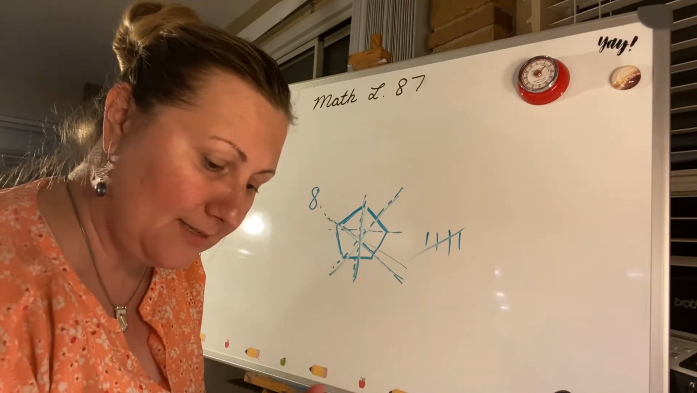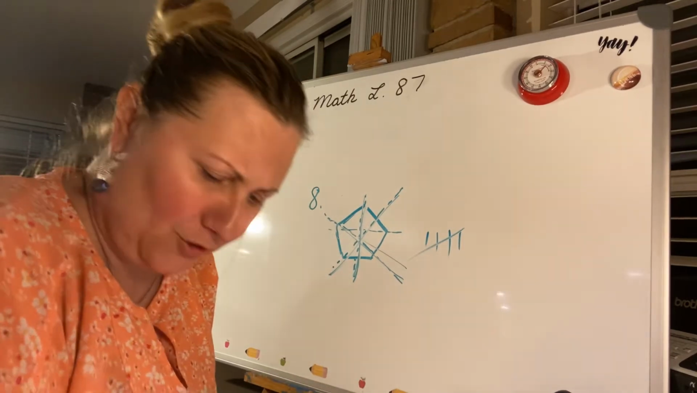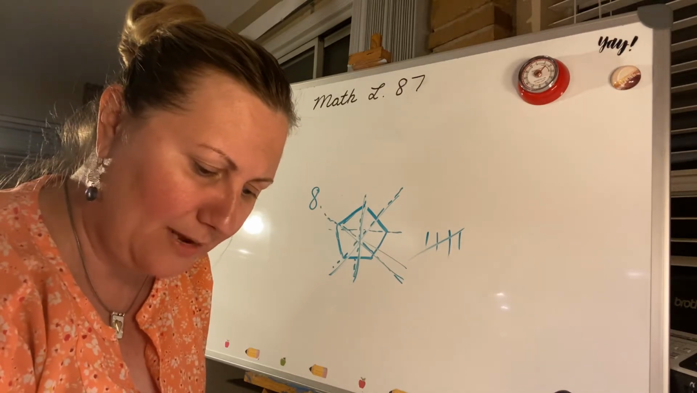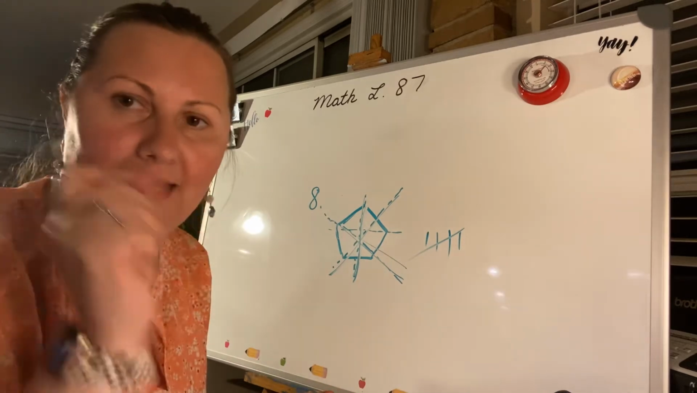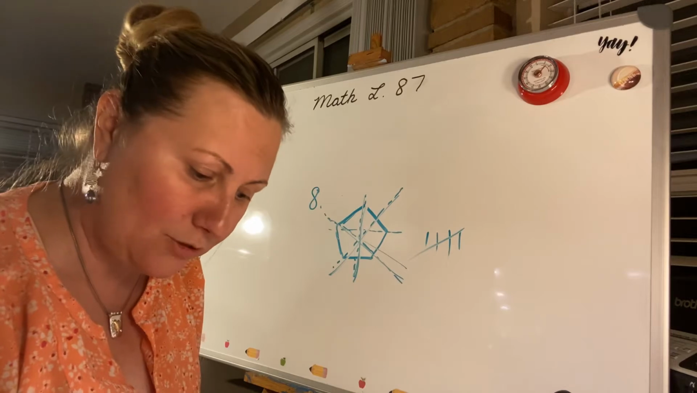Now it says, does a regular pentagon have rational symmetry? Do you see that problem? Does your book say rational symmetry? That is an editor's mistake. They didn't catch that mistake. It should say rotational symmetry.